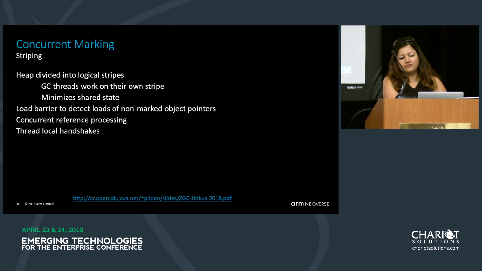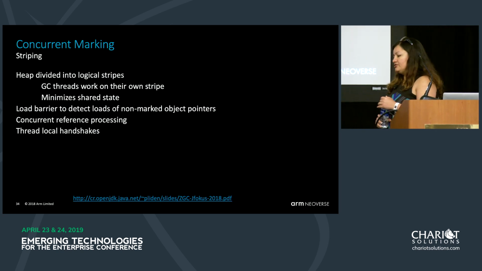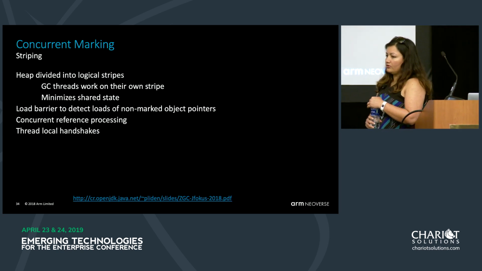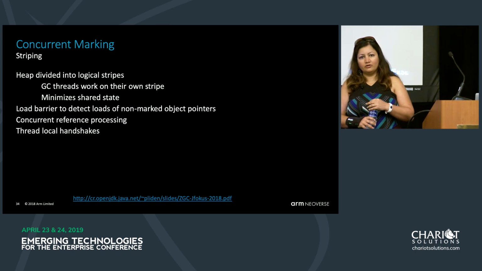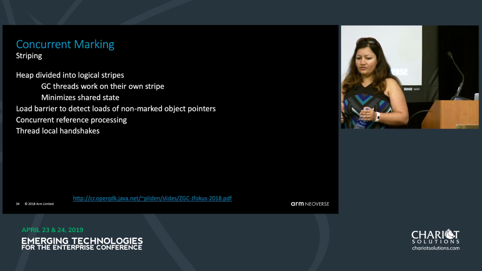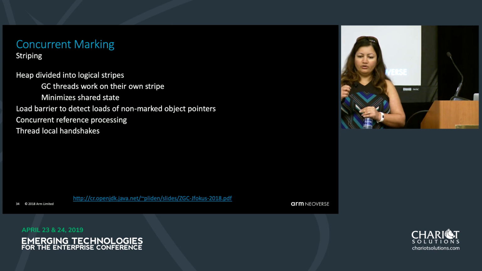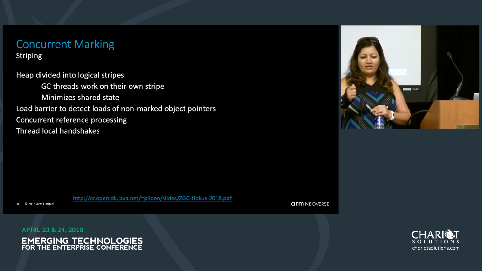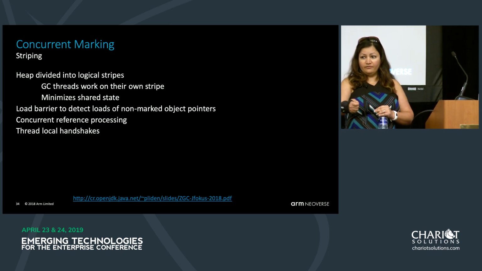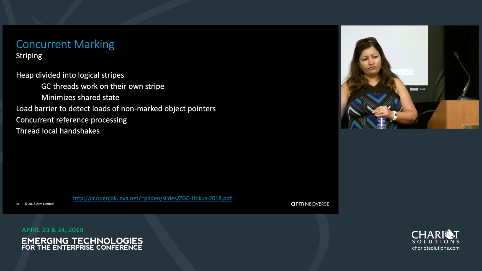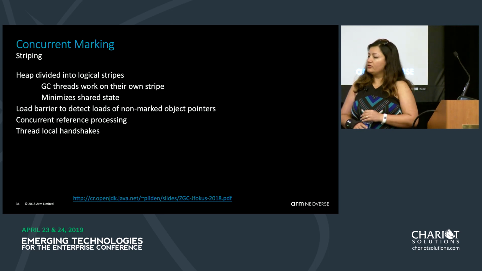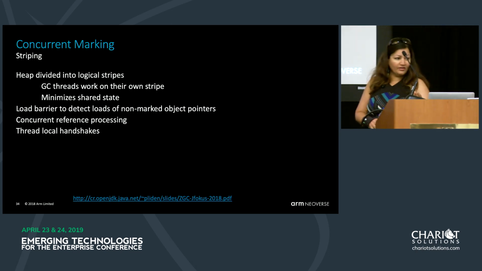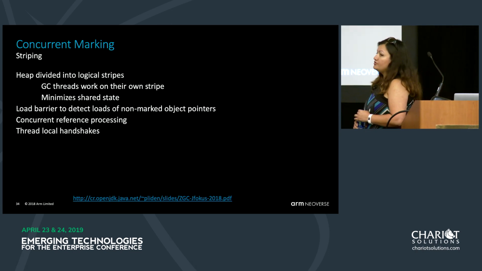Thread local handshakes are something that I introduced earlier. Going back to the global stop-the-world pause, with thread local handshakes each thread communicates that it's ready to hand over whatever is needed of it and then goes back and resumes its work. Those are called thread local handshakes, and that's also something introduced in ZGC.